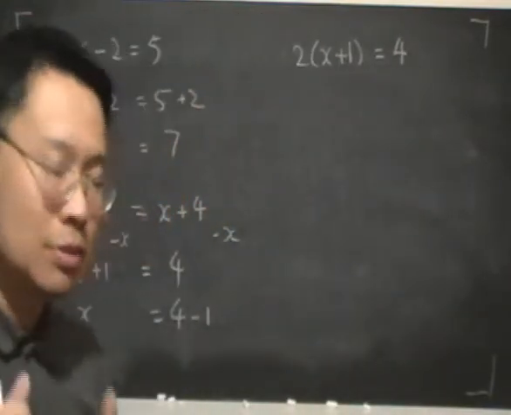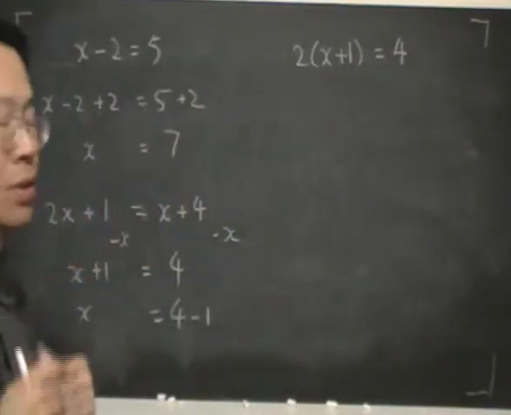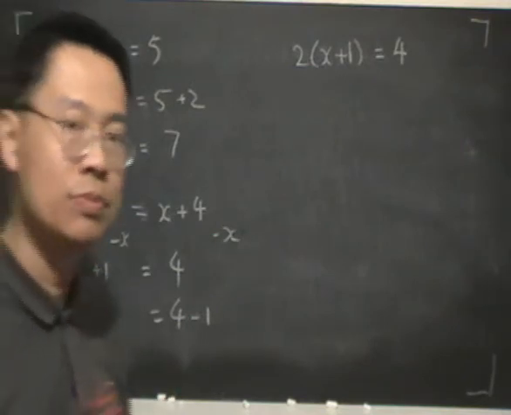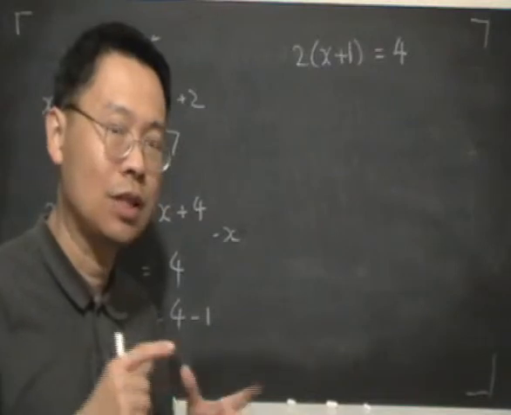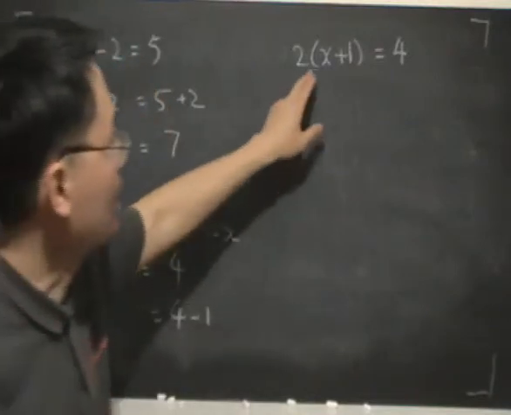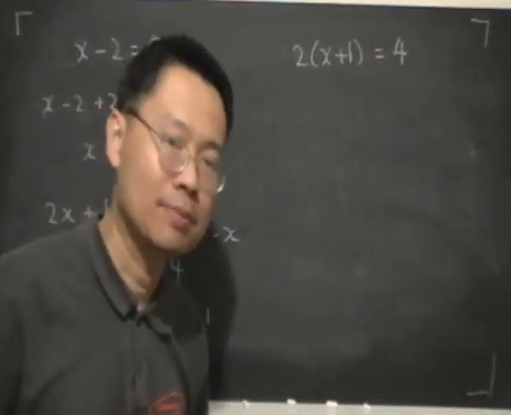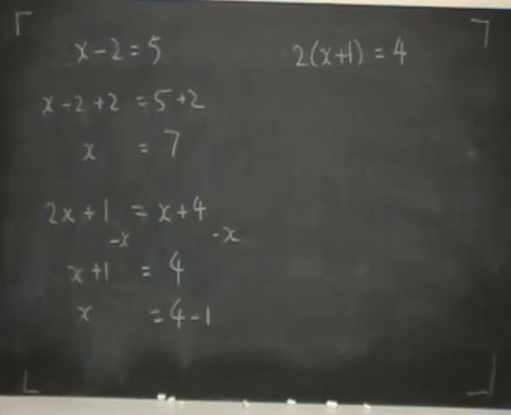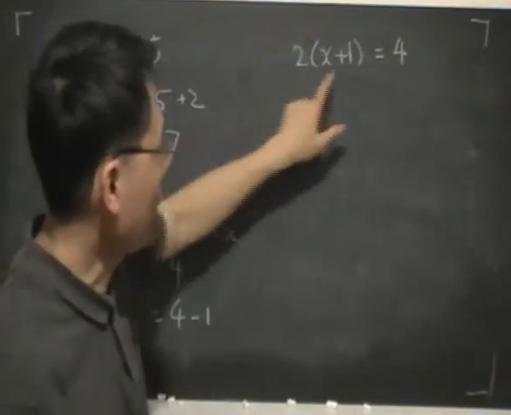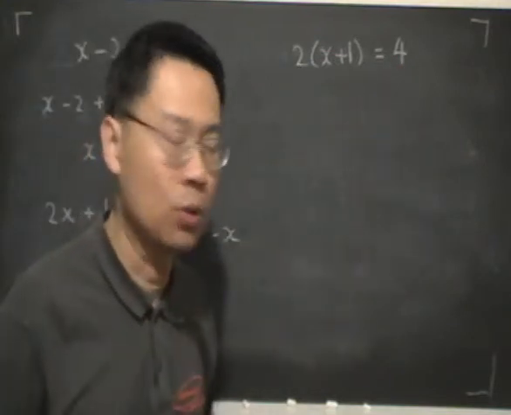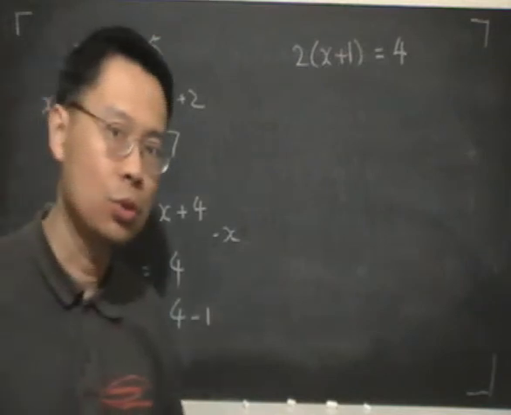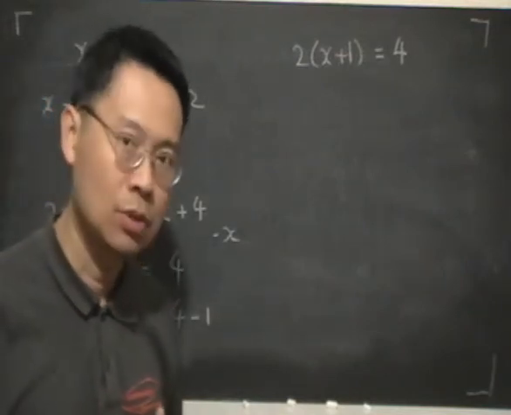Now let's move on to an even more complicated expression, just slightly more complicated, an expression with a bracket. Here we have 2 times the bracket of x plus 1 is equal to 4. Now there are 2 ways you can do this question.